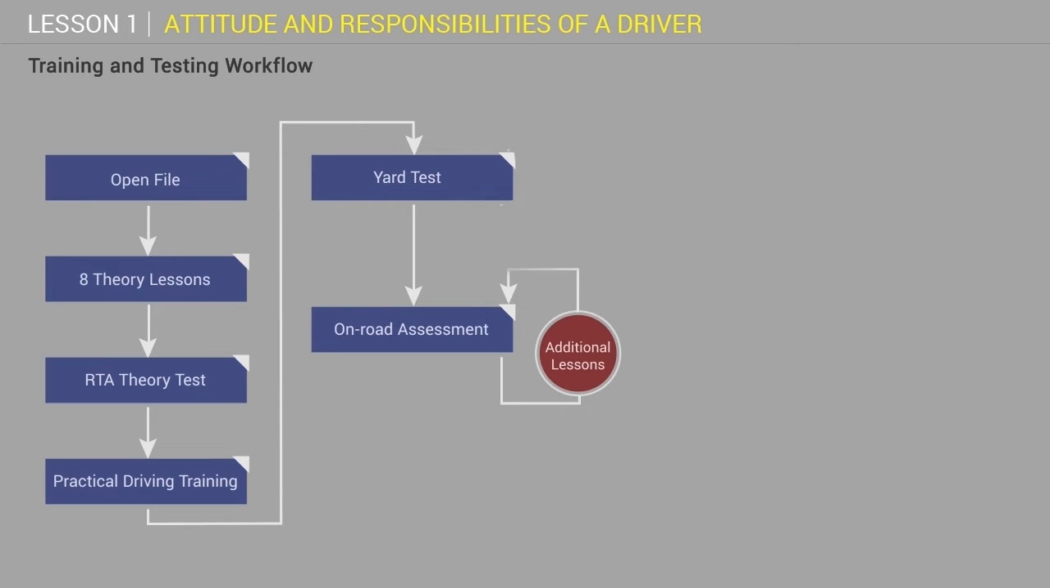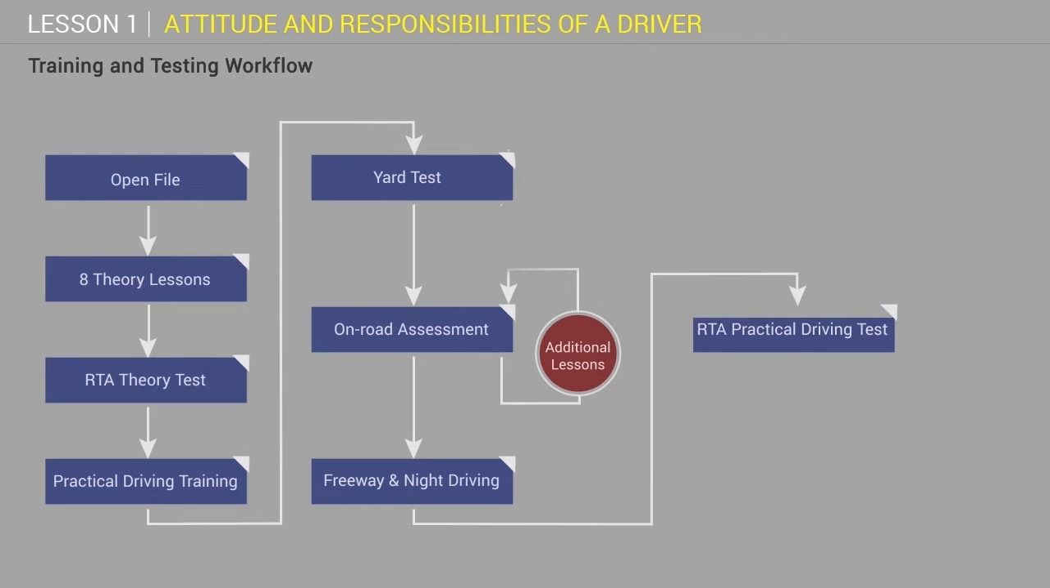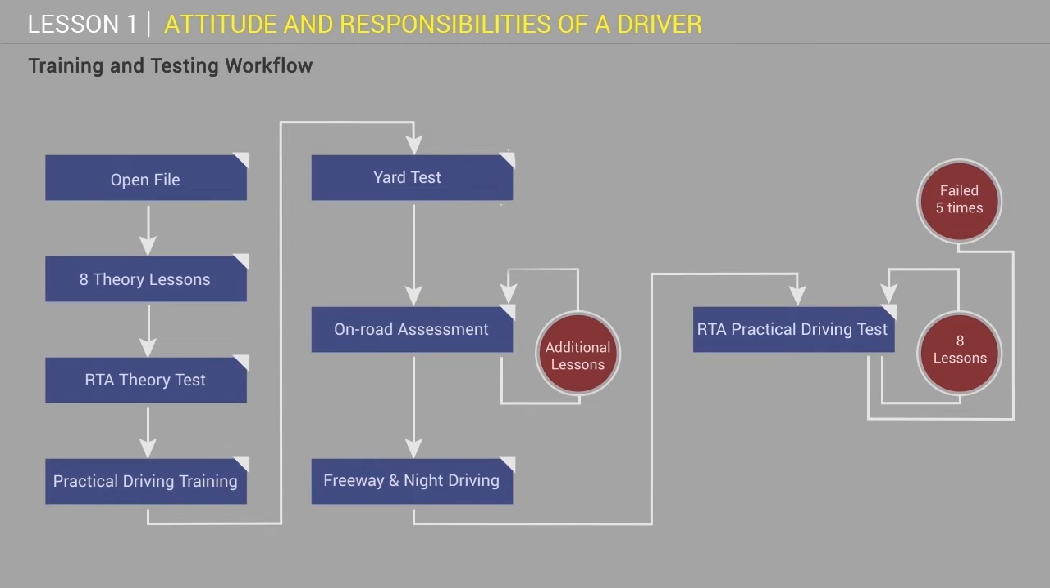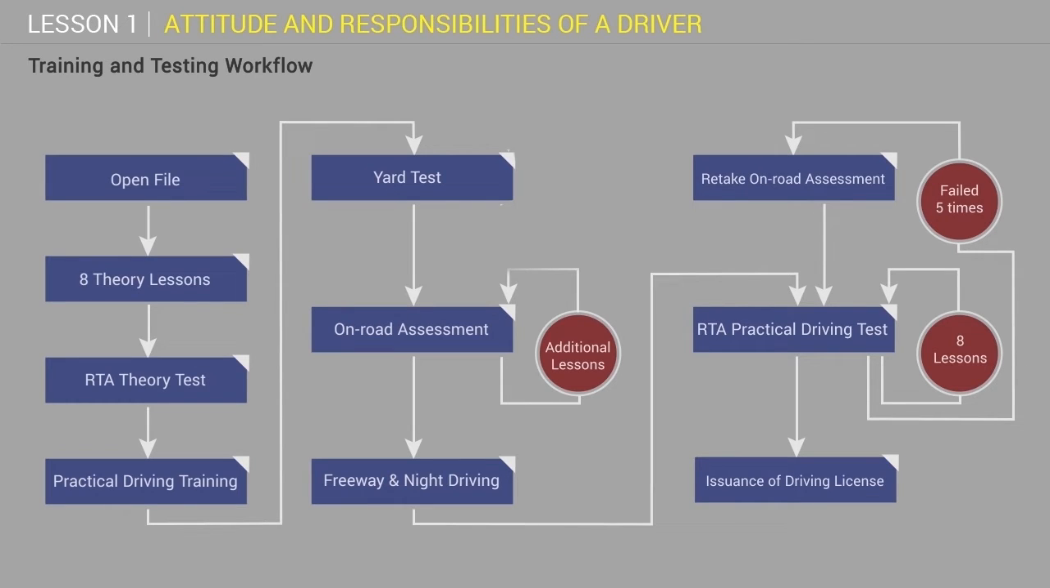After passing the on-road assessment, you must complete the freeway and night driving classes. And only then you can book and take your RTA practical driving test. And finally, give the RTA practical driving test. If you fail this test, you need to take 8 practical driving lessons and retake the test. In case you fail this test 5 times, you need to retake the on-road assessment again. After passing the RTA practical driving test, you can then have your driving license issued.